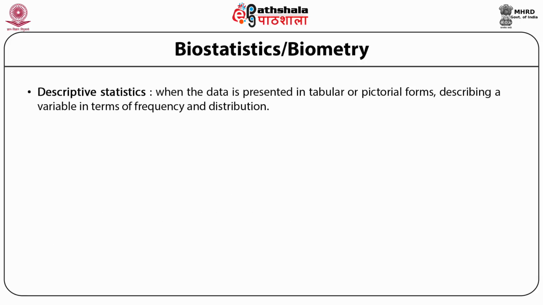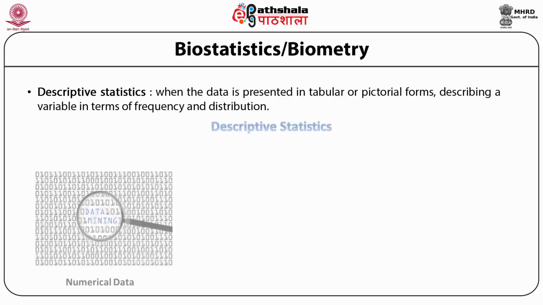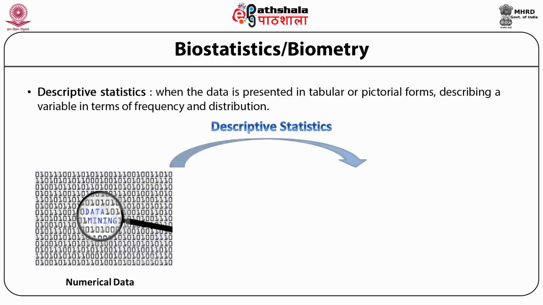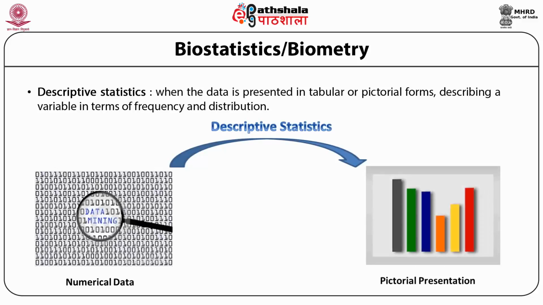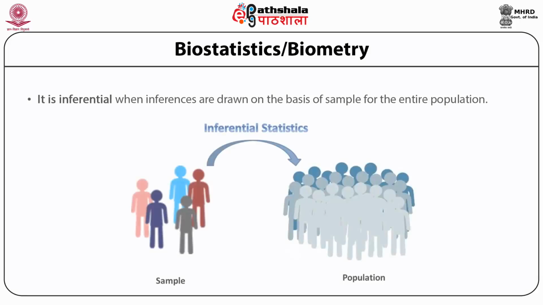Statistics is descriptive when the numerical data collected is presented in tabular and pictorial forms and it expresses the nature of the variable under study in terms of frequency, distribution, prediction equations, etc. Biostatistics is inferential when inferences are drawn for the entire population or the lot based on the sample.